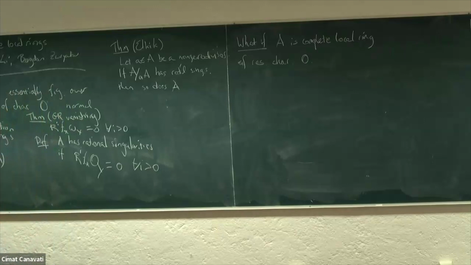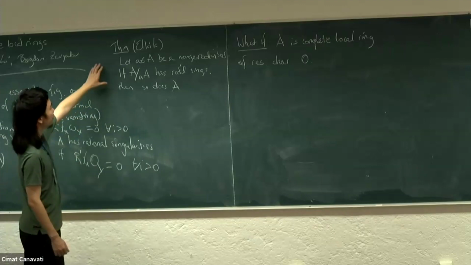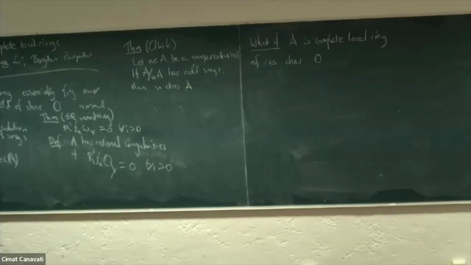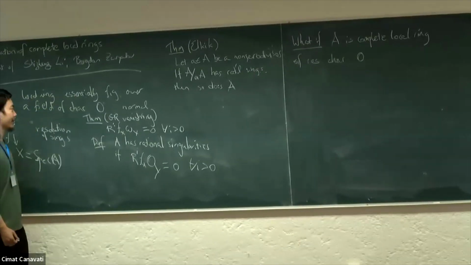So now, given that the original method was not available, can you do something? And the answer is generally yes. You can try to read the original proof and see if you can apply the method, or you can try to approximate your complete local ring using these local rings, essentially finite type in general.